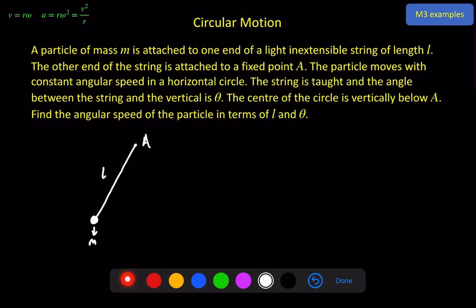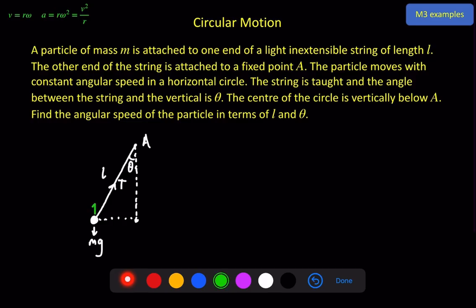Let's call that mg for the weight. The string is taut, which means there's tension, and the angle between the string and the vertical is theta. So this is theta this time. The center of the circle is vertically below A. Find the angular speed of the particle in terms of L and theta. This is basically doing the same thing but with algebra.